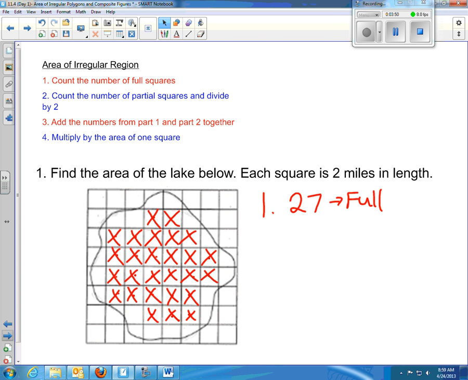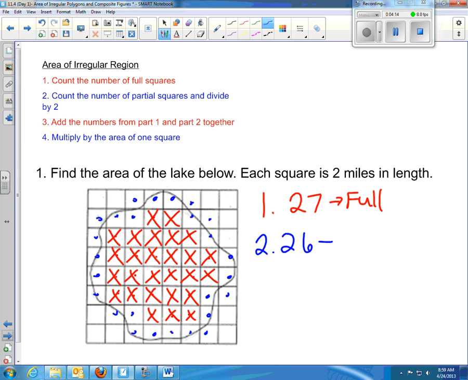Now I'm going to go through and I'm going to pick a different color. If you have two colors, that's great. And I'm going to also do a different symbol to represent our partial squares. So I'm going to do dots. 1, 2, 3, 4, 5, 6, 7, 8, 9, 10, 11, 12, 13, 14, 15, 16, 17, 18, 19, 20, 21, 22, 23, 24, 25, 26. So I have 26 partial.